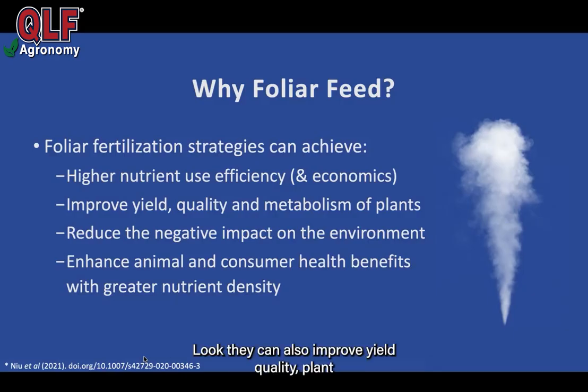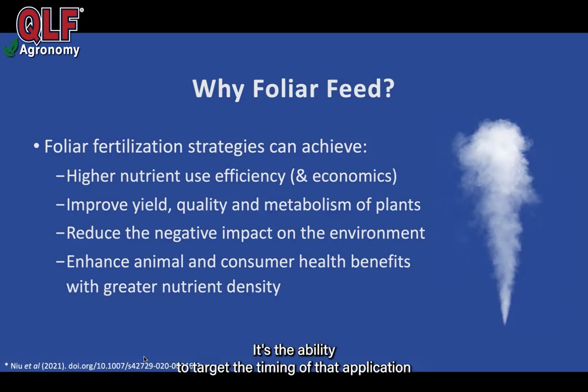Look, they can also improve yield, quality, plant health, and other metabolic growth processes of plants. And really one of the strengths of the foliars is the timing of those applications. It's the ability to target the timing of that application and link that to crop development stages, plant developmental stages. So it really opens up more precision timing approaches as well.